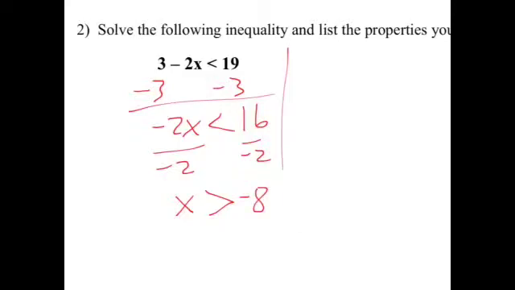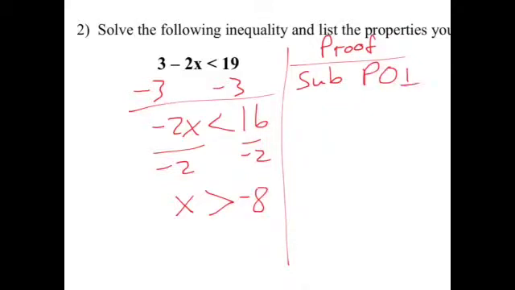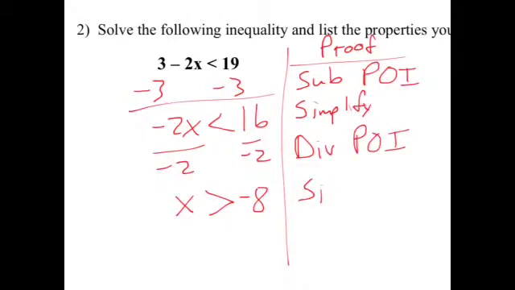And that one's done. And so really the properties I use, the proof here can be on the right side. Well, the first one is just the subtraction property of inequality. I then simplify it to get to that step. I then use the division property of inequality and simplify it to get to my final step.